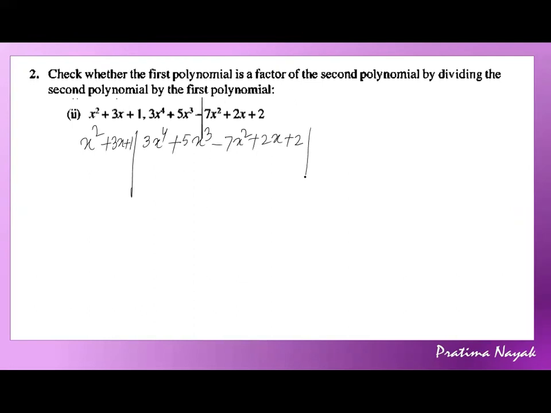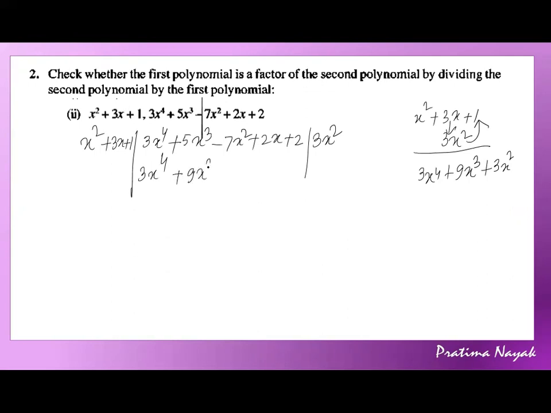So first, what should I multiply? I'll multiply 3x square. I'm writing the steps because this is a bigger one. First, I'm multiplying x square by 3x square, so I'll get 3x to the power 4. And when these two are multiplied, I'll get 9x cube. And when these two are multiplied, I'll get 3x square. So 3x to the power 4 plus 9x cube plus 3x square. Subtraction.